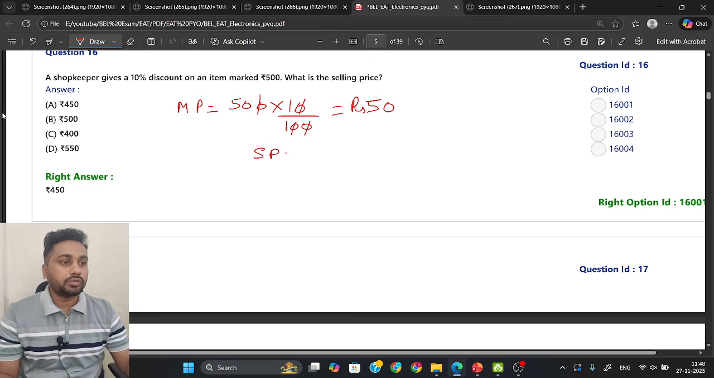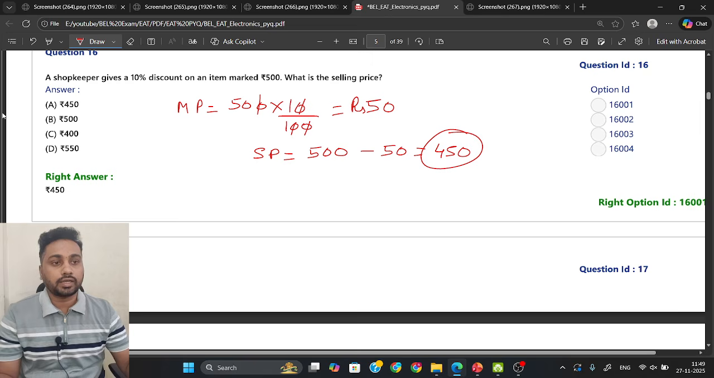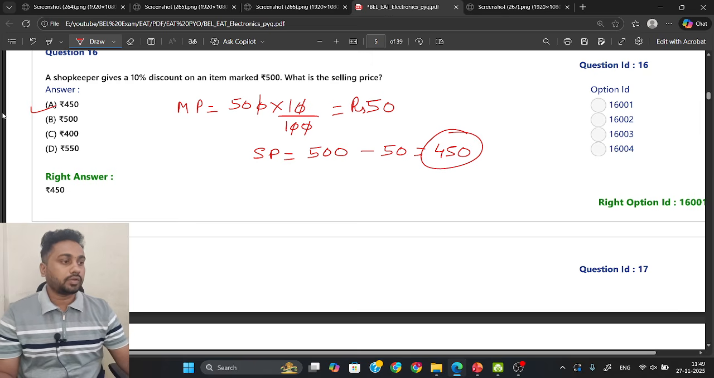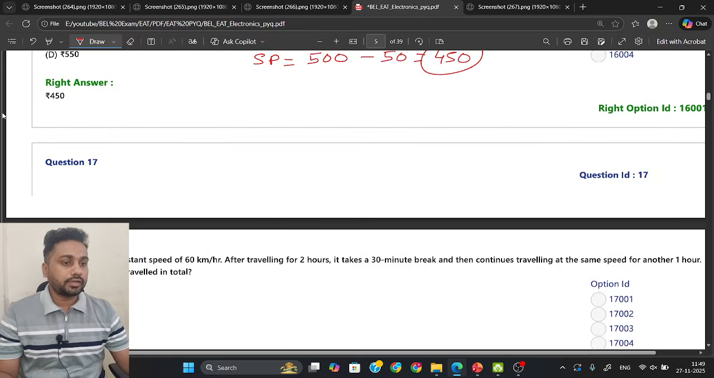Now what is the selling price? Selling price is marked price minus discount. So the marked price we have is 500 and the discount amount we have is 50 rupees. So it will be 450 rupees. So the selling price we are getting is 450 rupees. Option A is your right answer. Okay.